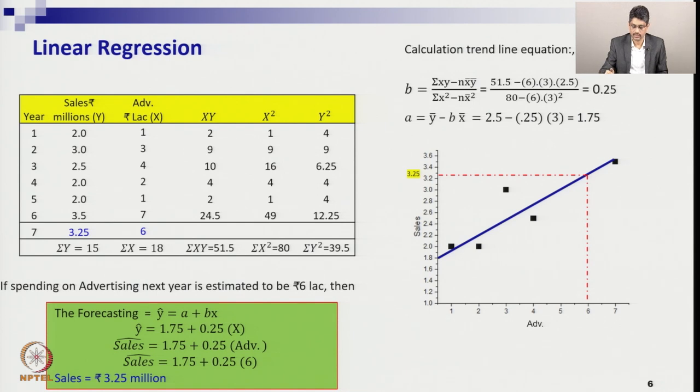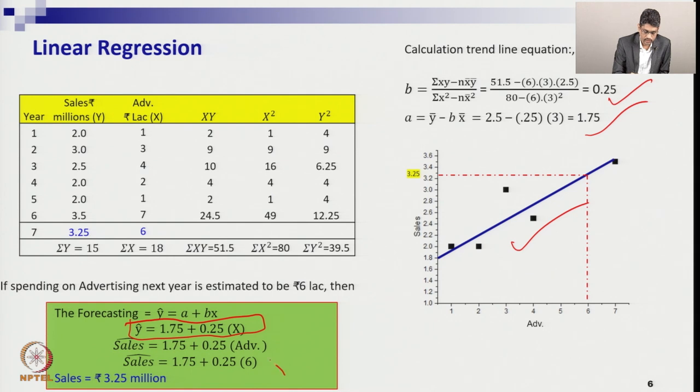Here is the regression line, here is the B value, here is the A value, and here is the estimation. Suppose for the next year, you have fit the line, look at this, this is the line you have set, and then you are putting the advertisement value. Suppose for the 7th year, you are putting advertisement, X input, as 6 lakhs. In that case, what would be your tentative or predicted sales?